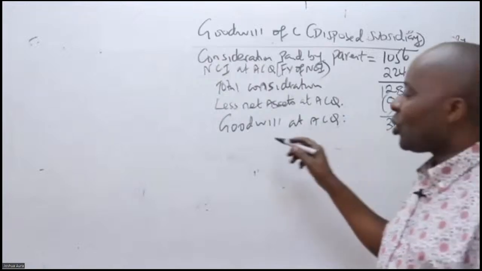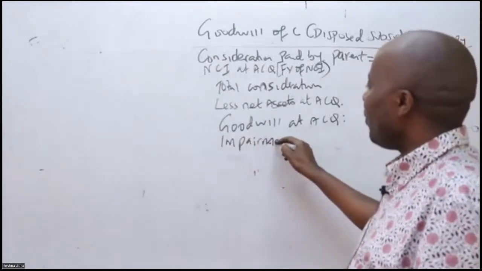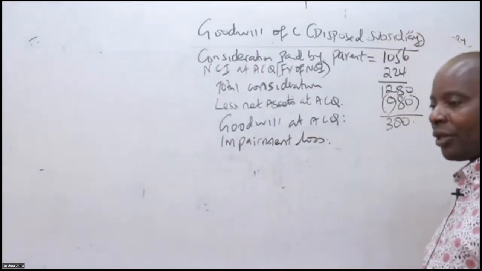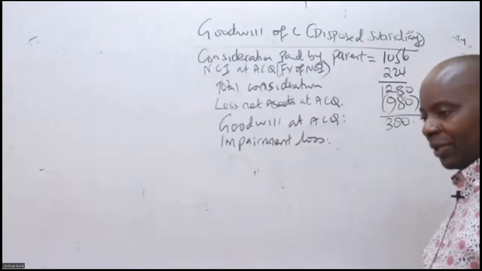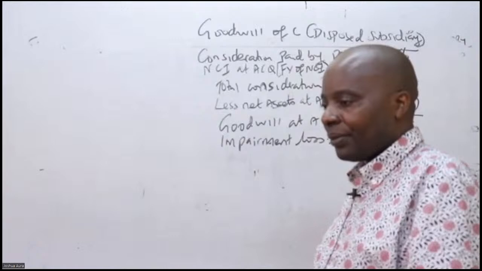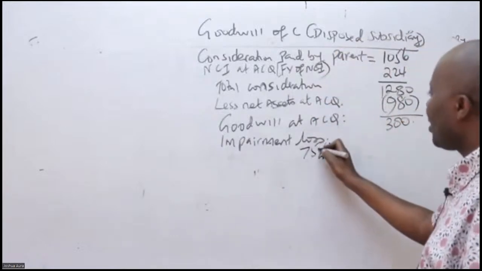So in this question, do we have any impairment loss? Have they given us a percentage? What percentage have they given us there? 75%. So impairment loss is 75% of 300.